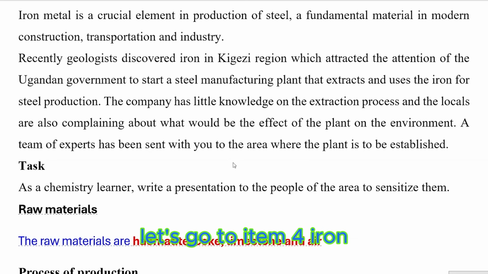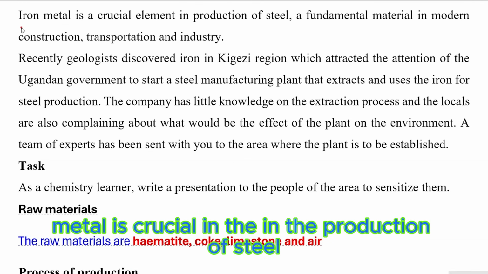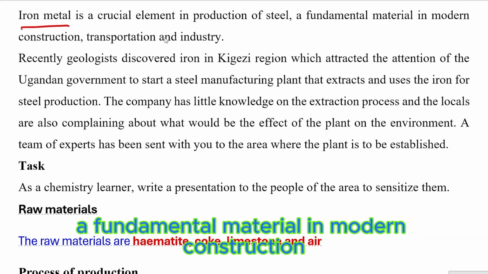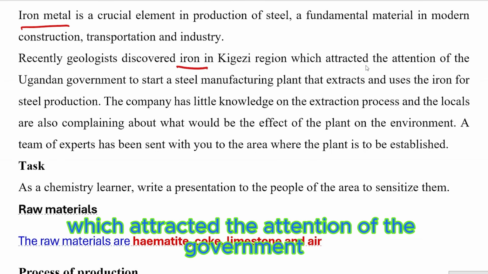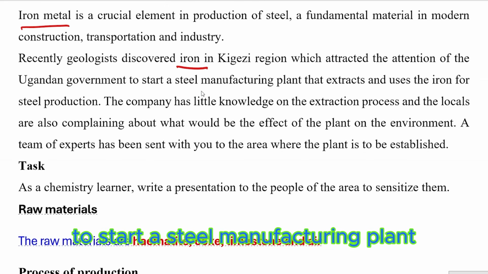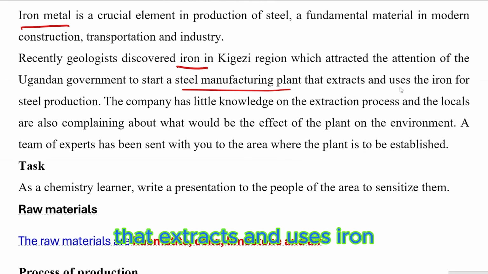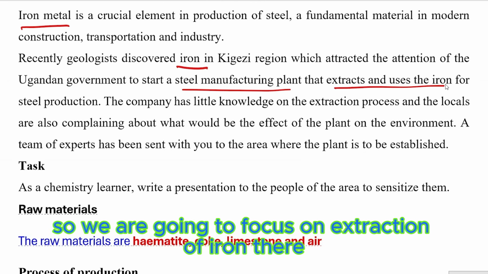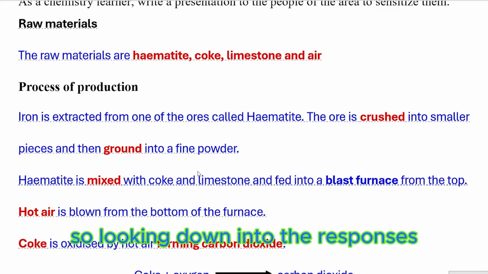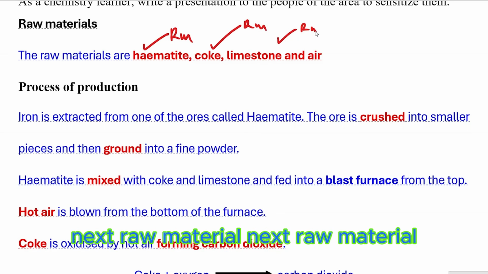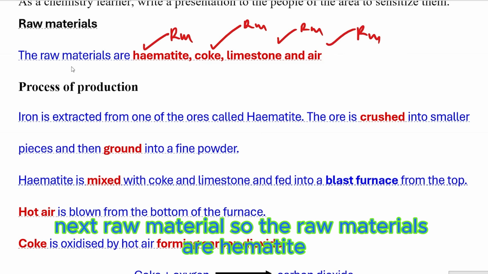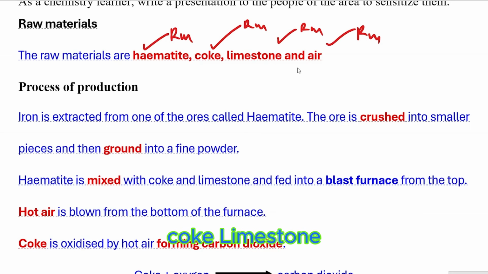Let's go to item 4. Iron metal is crucial in the production of steel, a fundamental material in modern construction, transportation, and industry. Recently, geologists discovered the iron, which attracted the attention of the government to start a steel manufacturing plant that extracts and uses iron. So we are going to focus on the extraction of iron there. So looking down into the responses, raw materials are here. This first raw material, next raw material, next raw material, next raw material. So the raw materials are hematite, coke, limestone, and air.